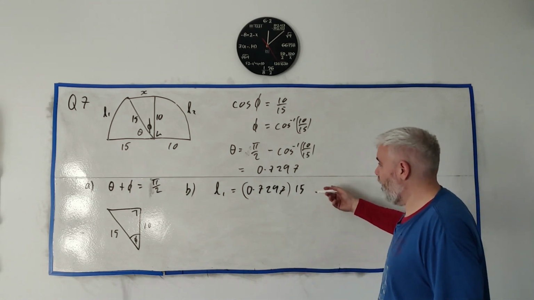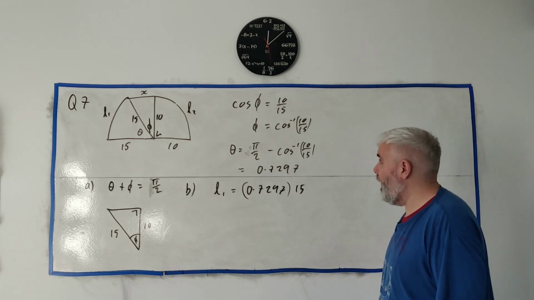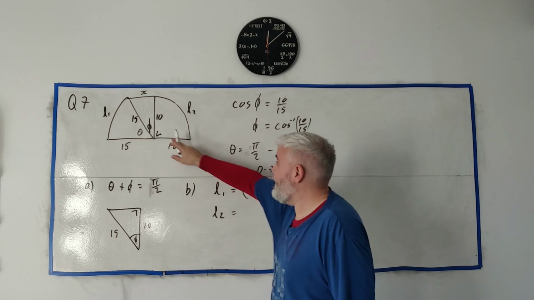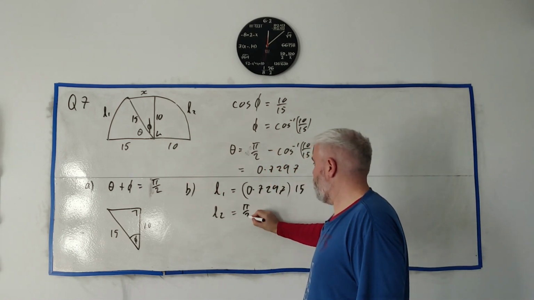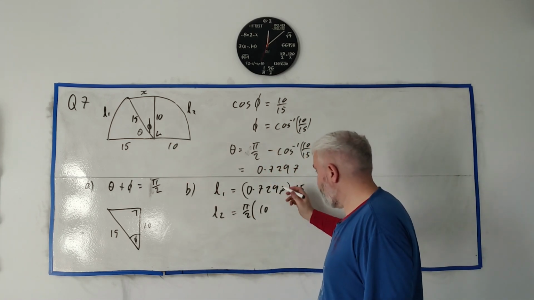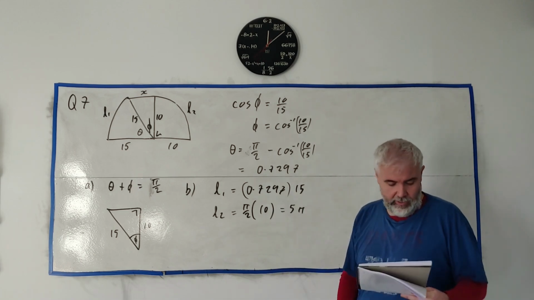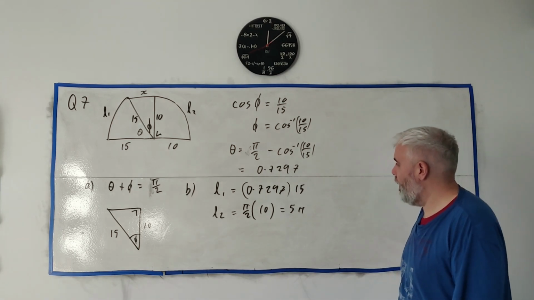I'll put that in a calculator later. L2 is very similar. L2 is just equal to this angle, which is pi over 2, multiplied by 10, which equals 5 pi. Again, I'll put that in a calculator.